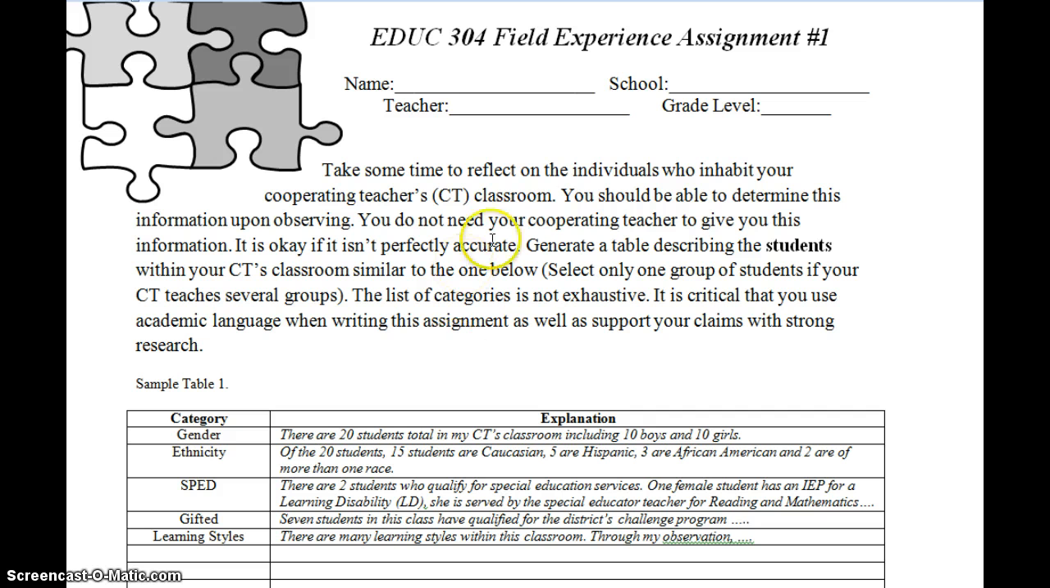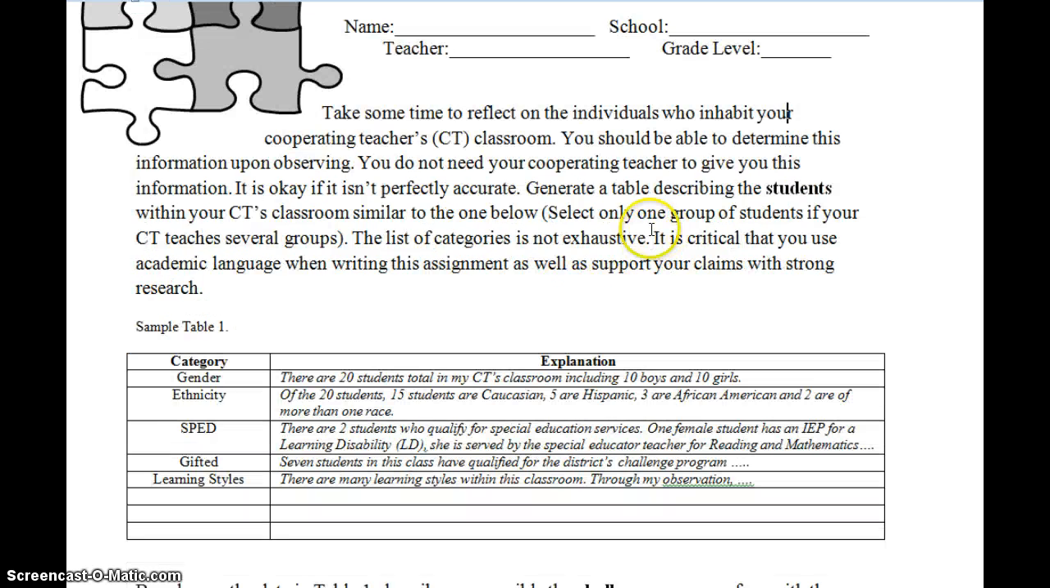I want you to basically reflect on the people who inhabit your teacher's classroom. You can do this by observing. You don't need to have your teacher write this information down for you. It does not have to be perfectly accurate, but I do want some type of general table explaining the students that are in your classroom. So something along these lines here. This list is not exhaustive, so you can add other categories here. And please do add other categories. I just gave some examples here.